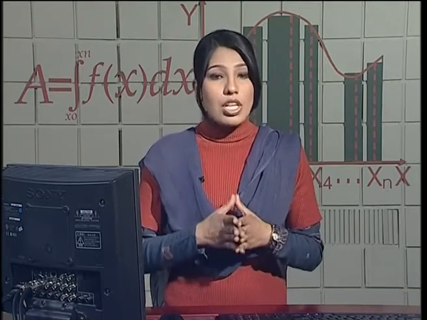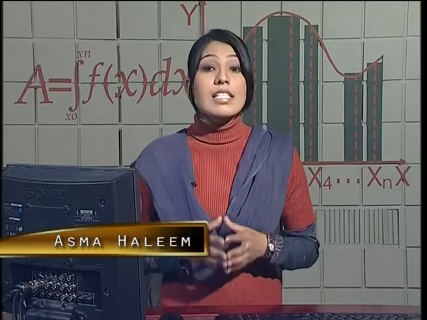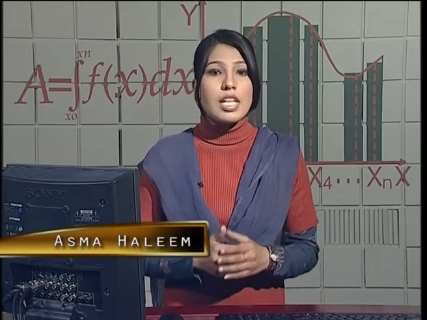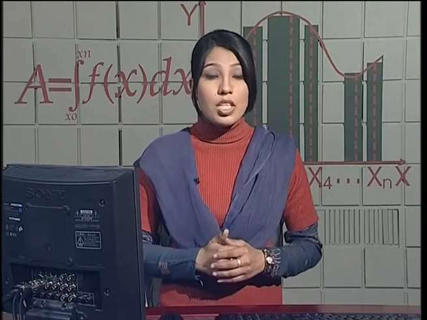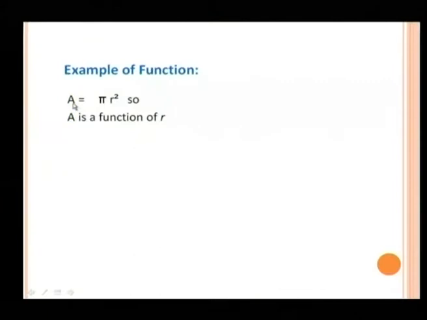The term function was used by Leibniz in 1673 to denote the dependence of one quantity on another quantity. You can see an example of a function on the screen. Here area is equal to pi r square, where r is an independent variable and A is a dependent variable. So we can say that A is a function of r, or area is a function of its radius.